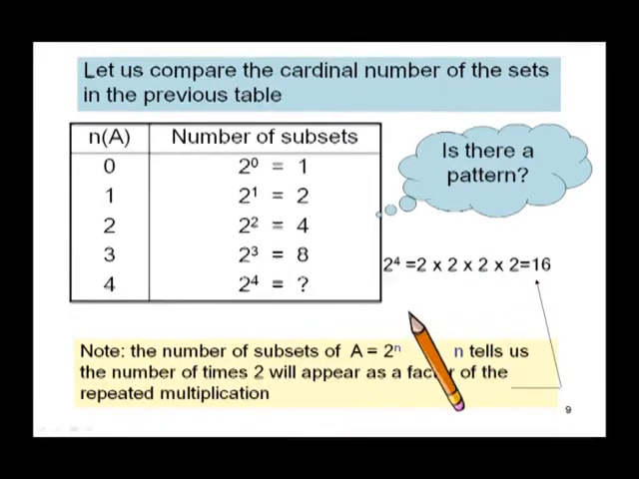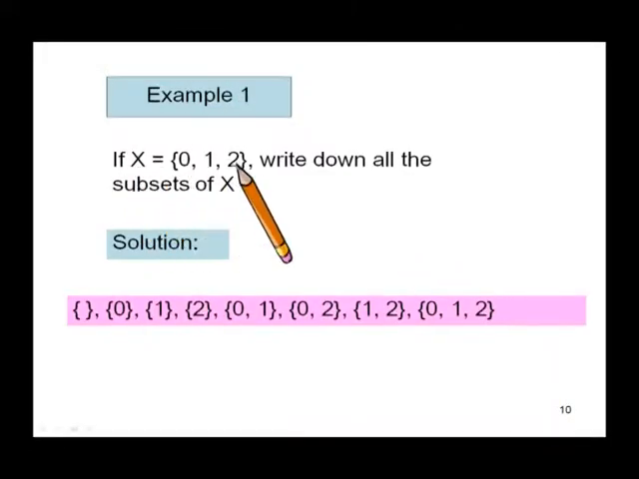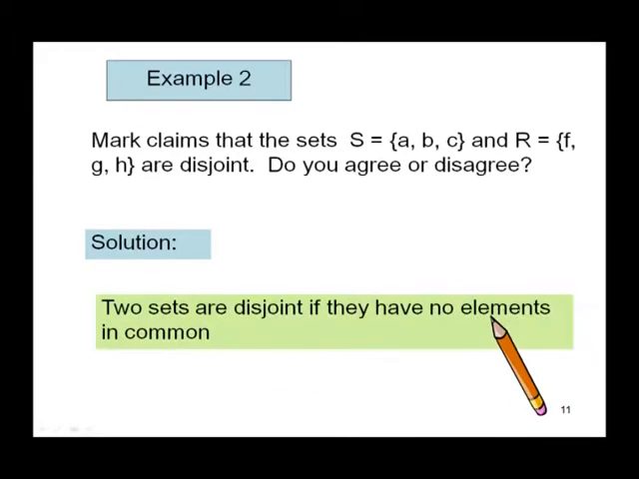Note, the number of subsets of A is equal to 2 to the n power. n tells us the number of times 2 will appear as a factor of the repeated multiplication. Example 1. If x is equal to {0, 1, 2}, write down all the subsets of x. Solution. Empty set, {0}, {1}, {2}, {0, 1}, {0, 2}, {1, 2}, {0, 1, 2}.